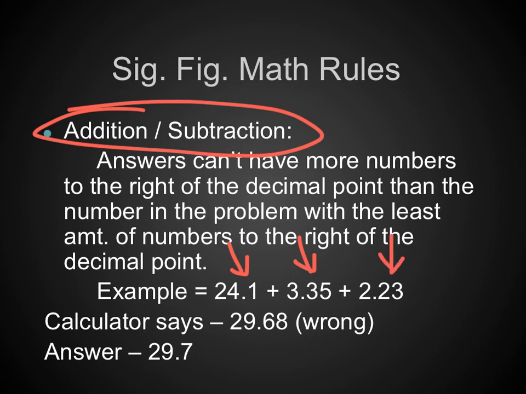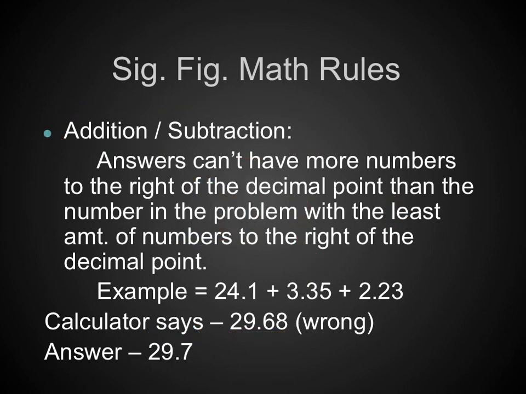When I add all these numbers up, my calculator says I get 29.68. Well, because this only had 1 digit to the right of the decimal point, and these guys had 2 digits to the right of the decimal point, then my answer can only have 1 digit to the right of the decimal point. So my answer would be 29.7. Let me erase this stuff so that you can write this all down in your notebook. Okay, so take a minute and write all this stuff down.